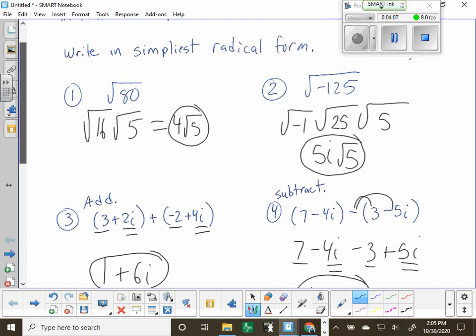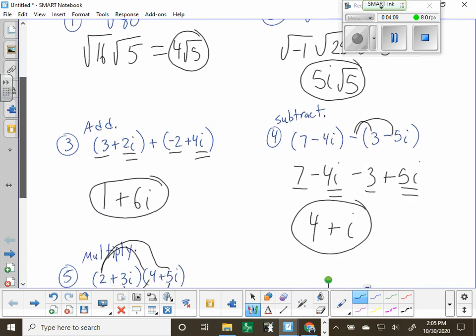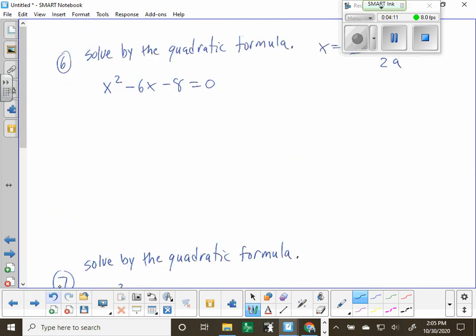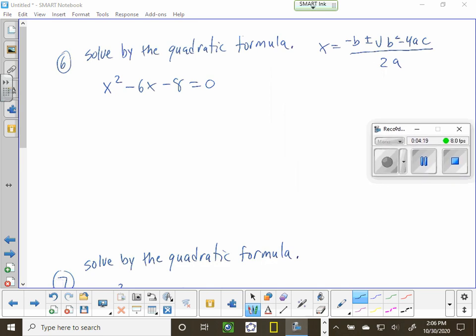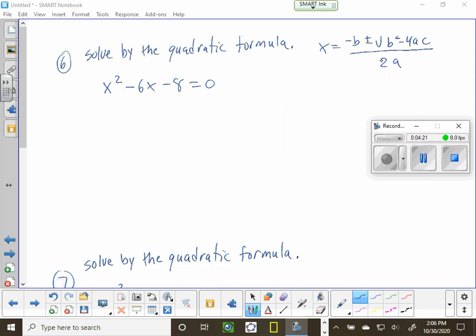So on this page we were simplifying the radical, adding, subtracting, multiplying. Okay, now we're going to do the quadratic formula, which is up here in this corner. Let's see. I'm going to move this down over here, out of the way. I like to have it there so I can click on it. So there's a quadratic formula.